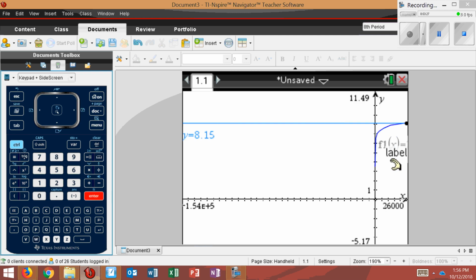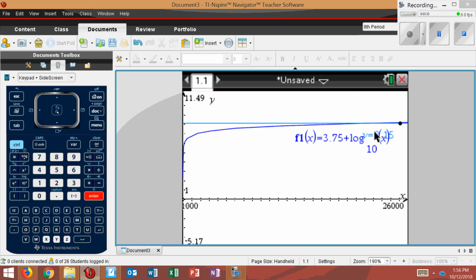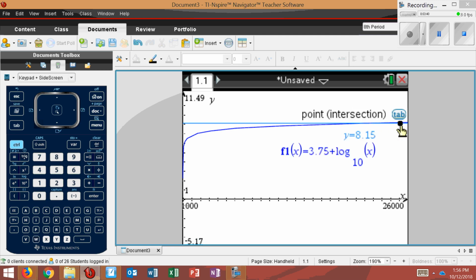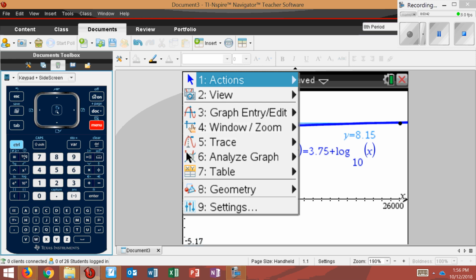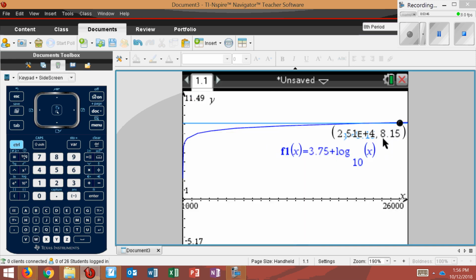If I do this, now I have my values this way, and I'm going to change this to -10. It doesn't need to be that far backwards. And so now we can get a better picture of how they would cross. And this point was, let's say it again, menu, analyze graph, intersection. Unfortunately, it's just going to show it to us that way.